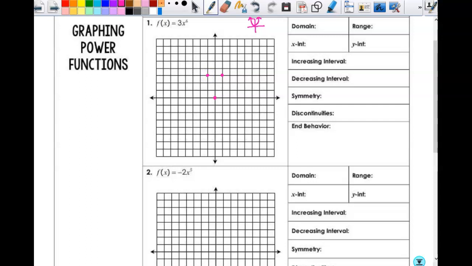Now for a quadratic, my next point is 2, 4, right? For x to the sixth, would it be 2, 4? No. What's 2 to the sixth? 64, because it's 2, 4, 8, 16, 32, 64, right? So it would be 2, 64, which is way up there. And then I have to take that 64 and multiply it by 3, so it's really way up there.